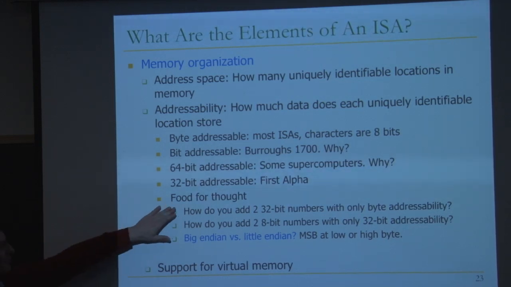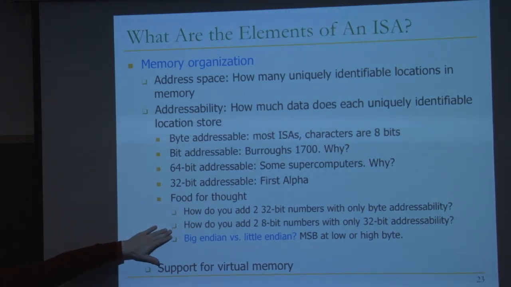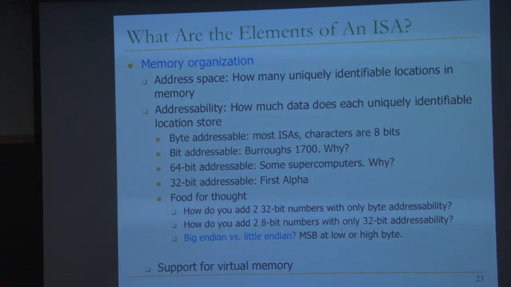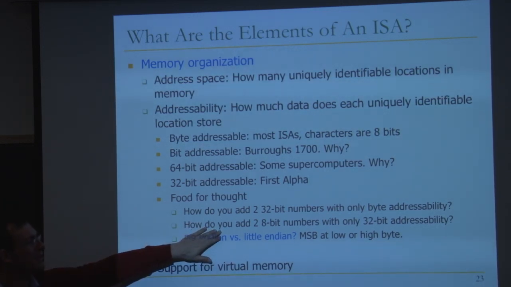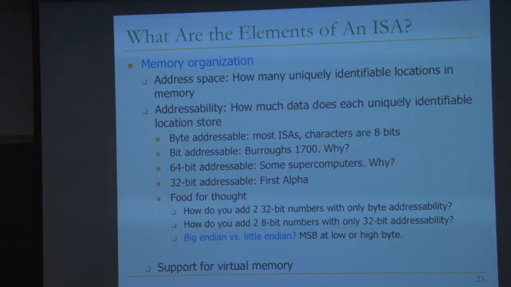OK. I guess I'll leave this to you. How do you add two 32-bit numbers with only byte addressability? These are some questions that you can think about on your own. And how do you add two 8-bit numbers with 32-bit addressability? The answers are simple, right? You just need to do some loading and shifting and masking, and you need additional instructions to be able to do that.